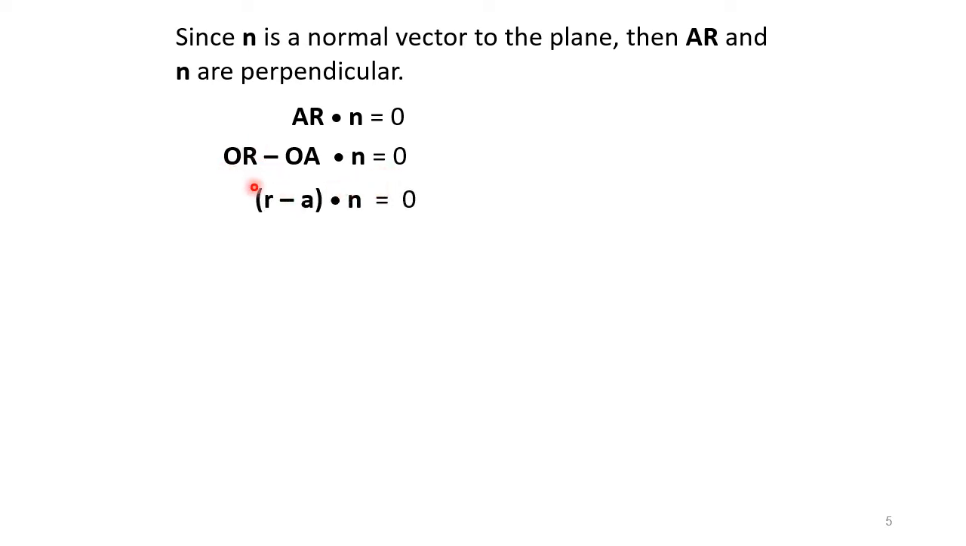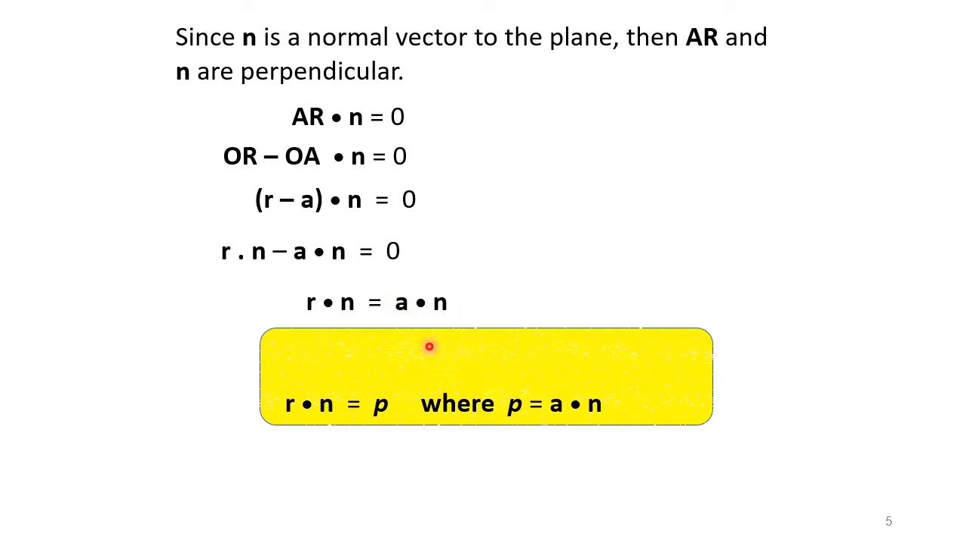And then we also replace this with (R minus A) dot N equals 0. And then we expand. Remember the properties of the scalar product, we can expand. So R dot N minus A dot N equals 0. And then lastly, we bring A dot N to the right hand side, so it will be R dot N equals A dot N. So this will be our equation of the plane.